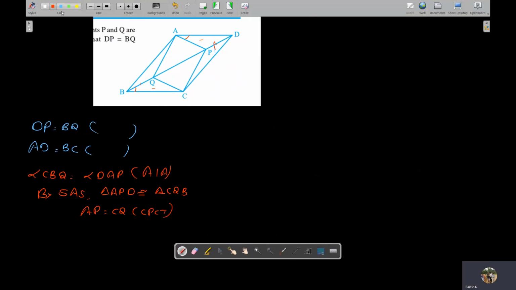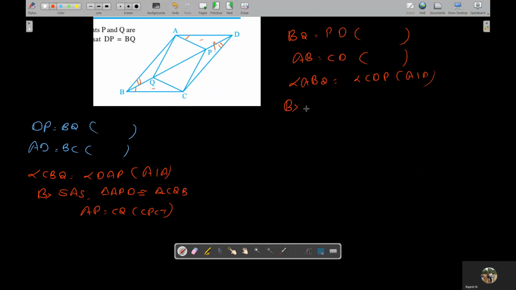AQB congruent to CPD means here also BQ is equal to DP, which is given. Next, AB is equal to CD. What is the reason? Opposite sides of a parallelogram. This angle and this angle are equal. That means angle ABQ is equal to angle CDP. Reason, alternate interior angles.